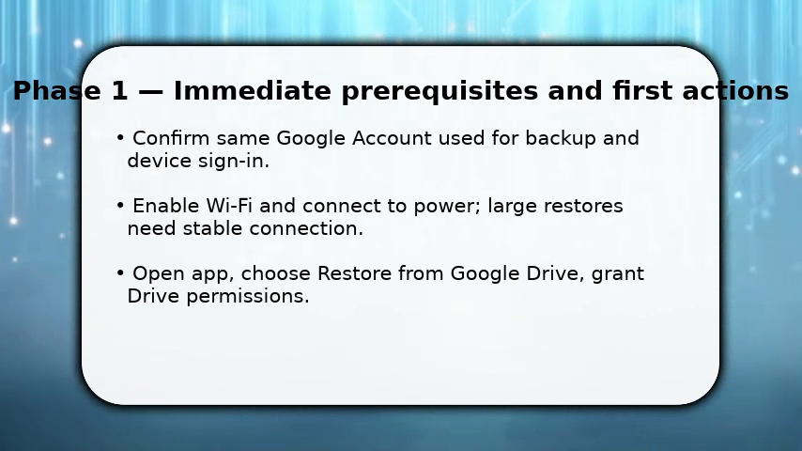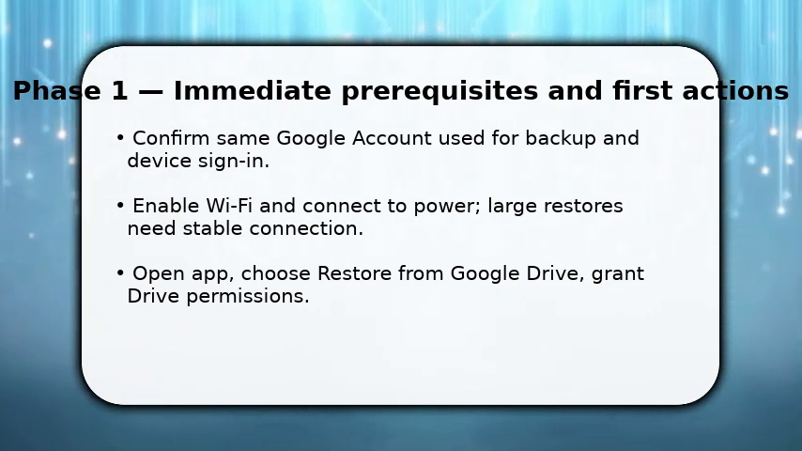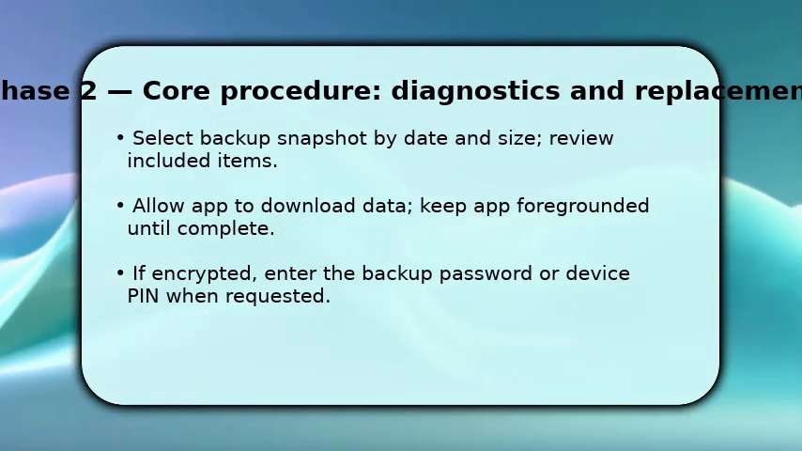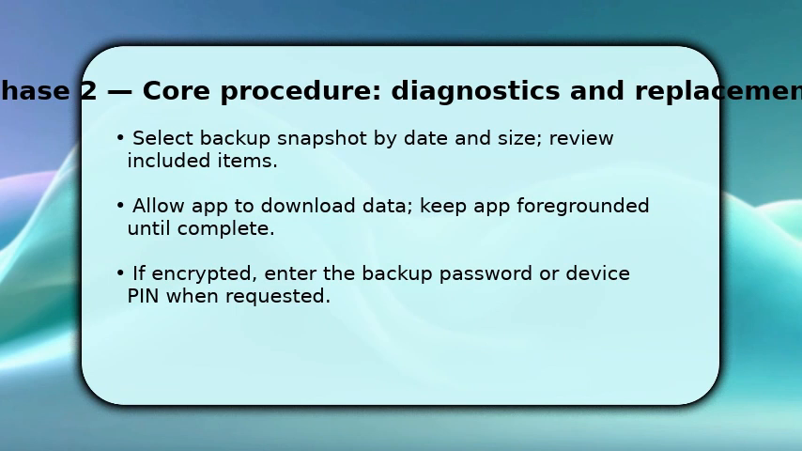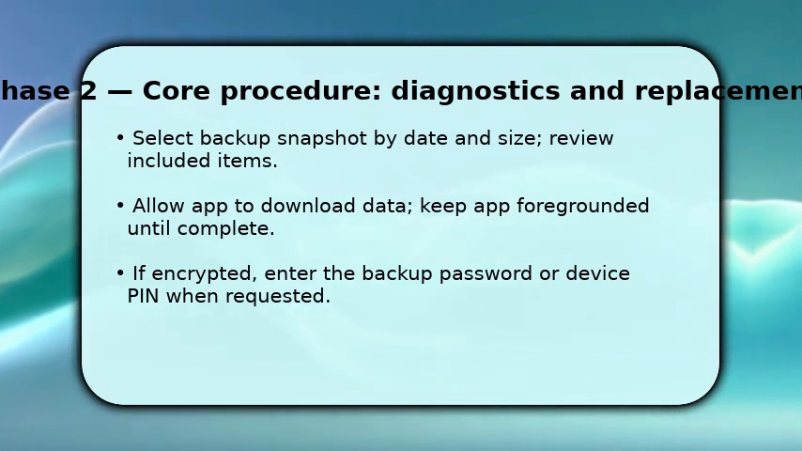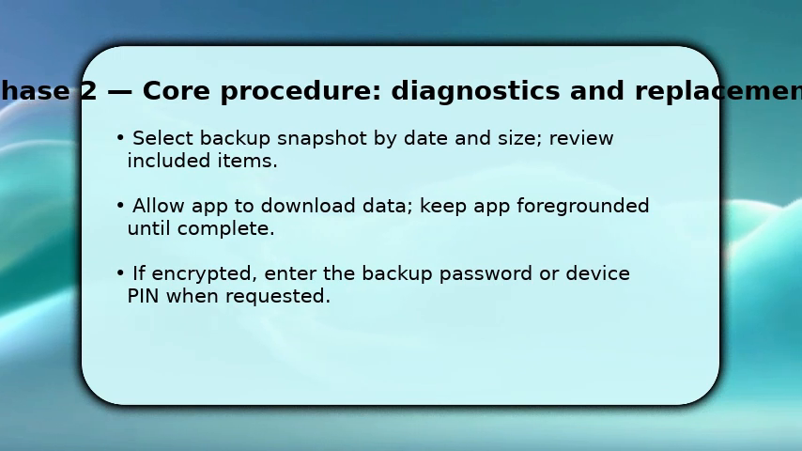Once you select the correct snapshot, the app starts pulling files and settings from Drive. Make sure you keep the app open and screen awake. Background suspension can pause downloads. If the backup is encrypted, you must enter the password or device PIN. This decrypts account tokens and private data.